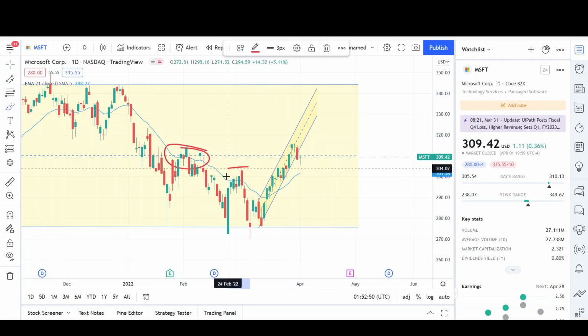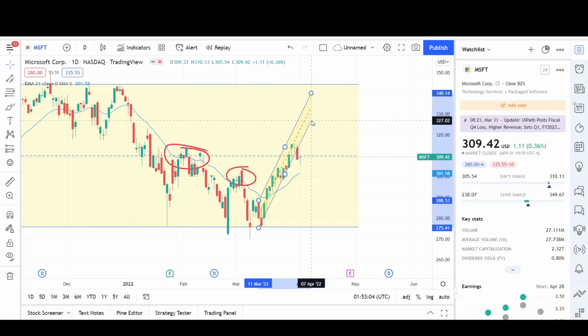We could not close above it, or if we did close above it, we got knocked down very quickly. Now we just shot right through it and we're pulling back, and it looks like we might find some type of support for price to continue higher. So that's why this definitely looks much better for being a bottom in the market than before.